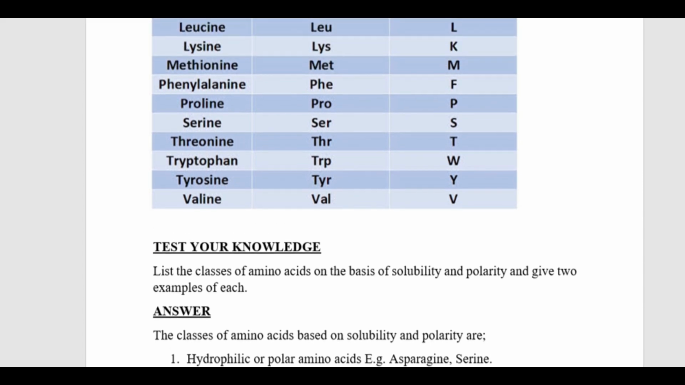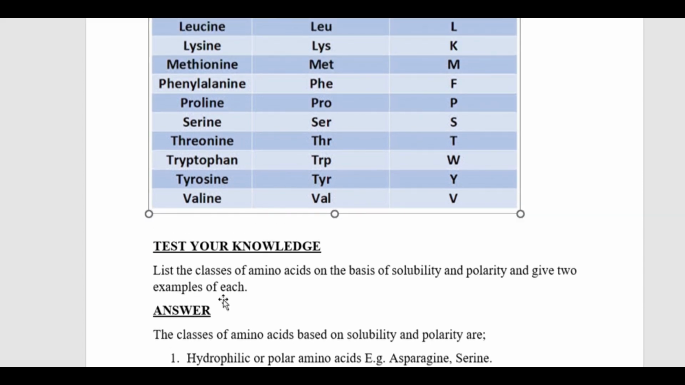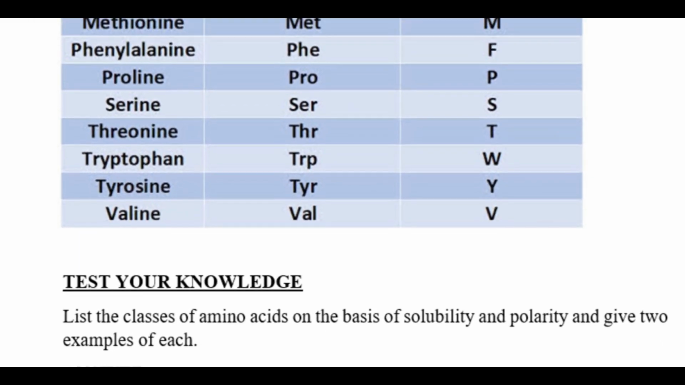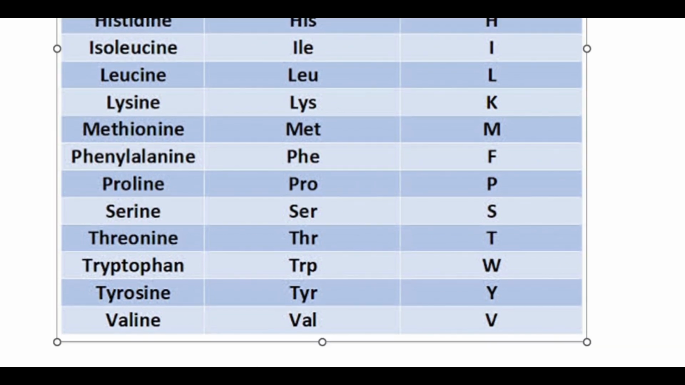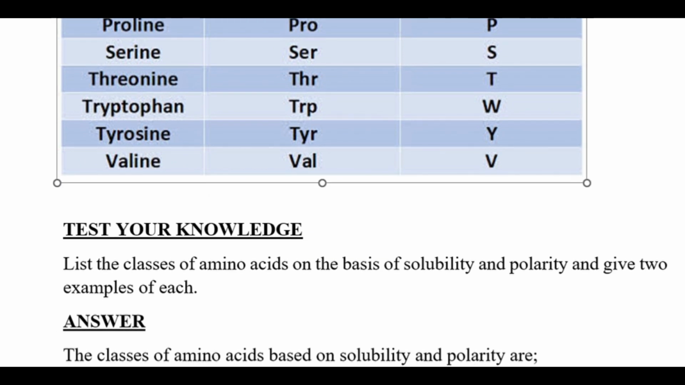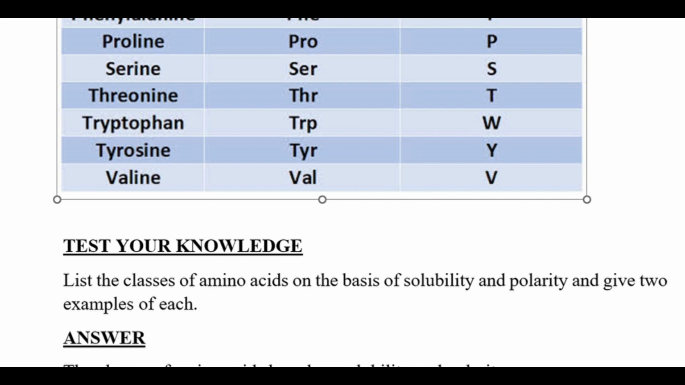Test your knowledge. List the classes of amino acids on the basis of solubility and polarity, and give 2 examples each. We've already answered that in the classes. The classes are hydrophilic or polar amino acids and hydrophobic or non-polar amino acids. That's based on the polarity of the side chain. Then examples are written here also.